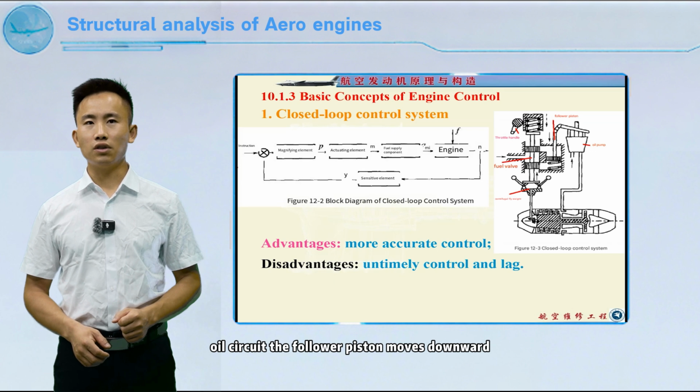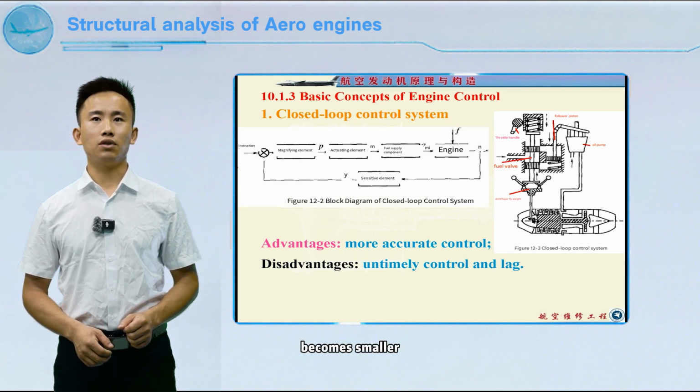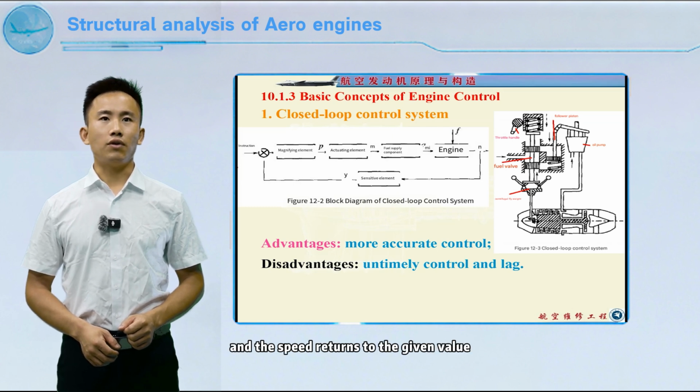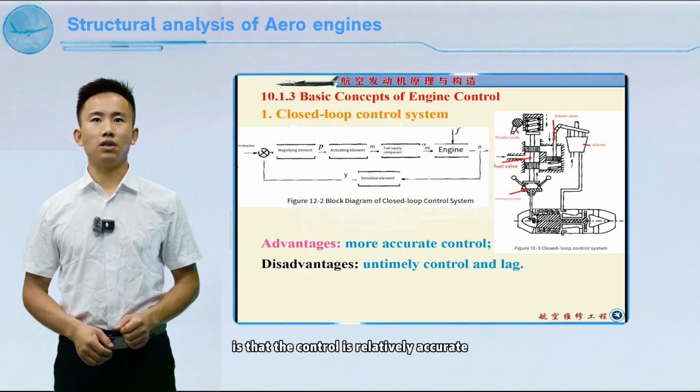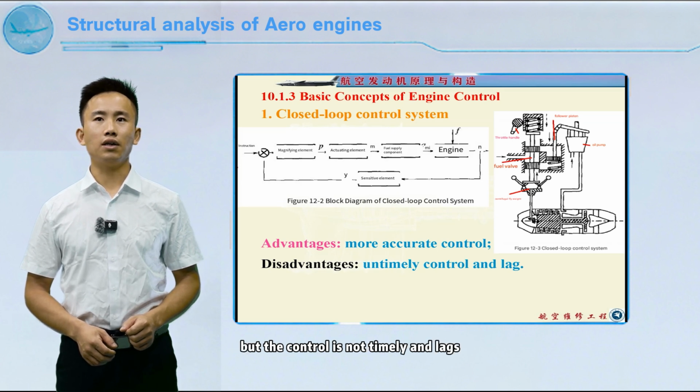The follower piston moves downward, the swash plate angle of the plunger pump becomes smaller, the oil supply decreases, and the speed returns to the given value. Its advantage is that the control is relatively accurate, but the control is not timely and lags.